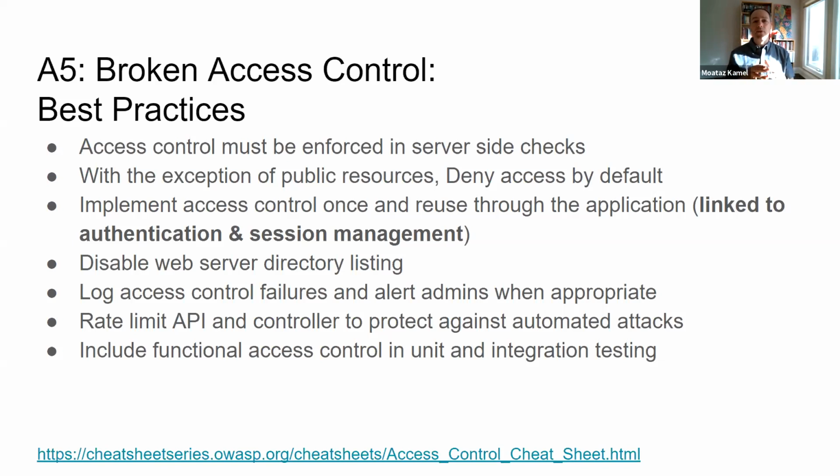If you've used cloud services like Amazon, you'll note that everything is disabled by default, and you have to go and create an access permission to be able to access certain areas. You also want to implement access control once and reuse that throughout the application. Very much like authentication and session management, you want to have one consistent way of implementing all of that, typically using a framework, and always check your authentication, your session, and your access control as requests and functions are coming through.